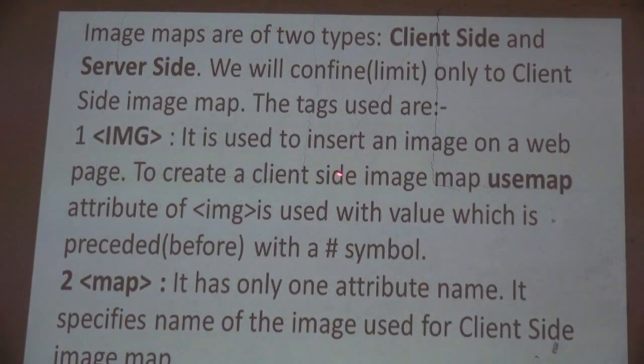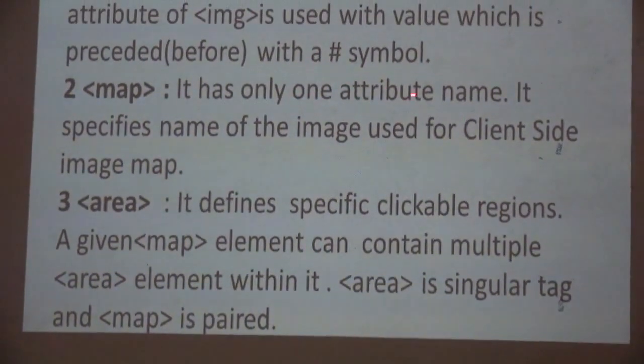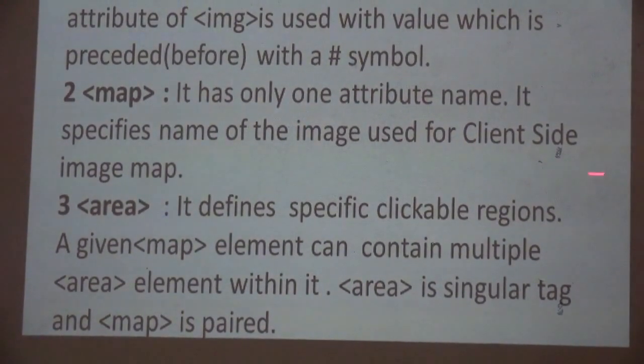To create a client side image map, use the usemap attribute of img, with a value which is preceded by a hash symbol. Okay, so for this client side image map we have to use the attribute usemap followed by the hash symbol. Second is map. It has only one attribute, name. It specifies the name of the image used for the client side image map. And number 3 is area.